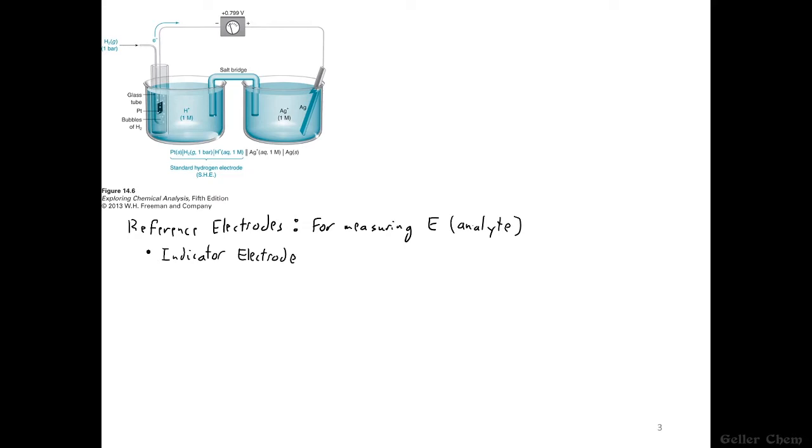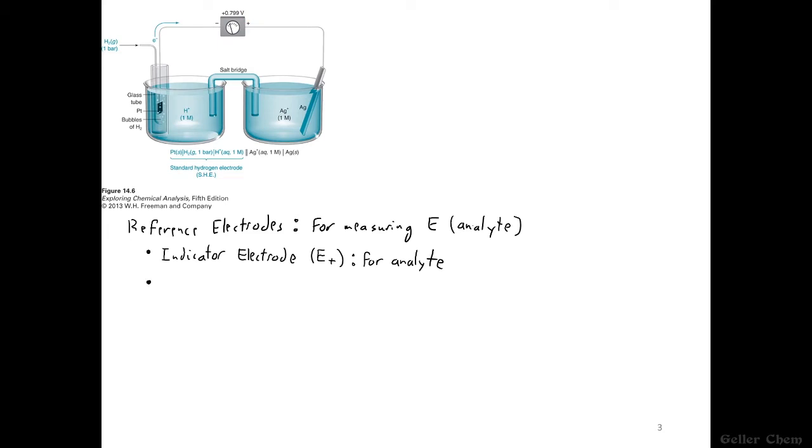And this is hooked up to the positive terminal. So its voltage is just going to be represented by E+. This is the electrode for the analyte. So in the cell above, this would be referred to as the indicator electrode side. This is the voltage that we're trying to measure, and it is hooked up to the positive terminal.